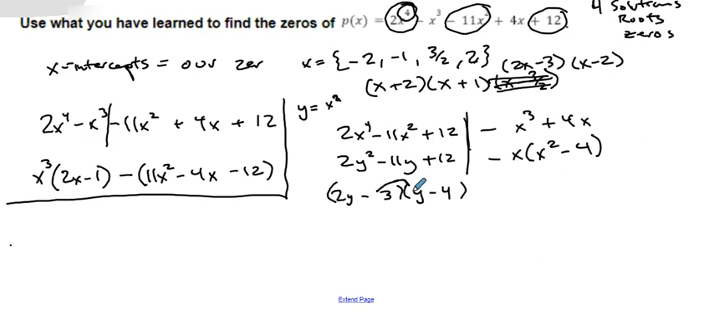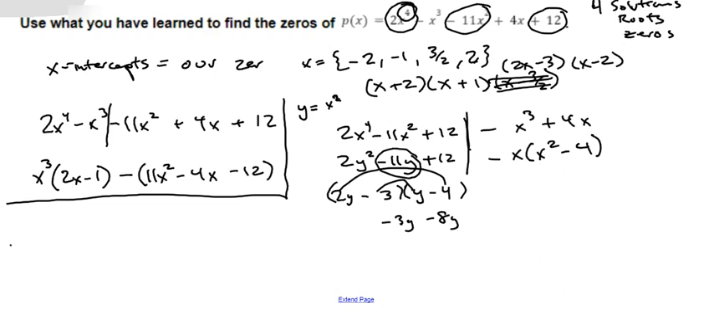Negative 3 times y is negative 3y. And 2y times negative 4 is negative 8y. Well, I get this, so that works. Negative 3 times negative 4 gives me my positive 12, and then 2y times y gives me 2y squared.